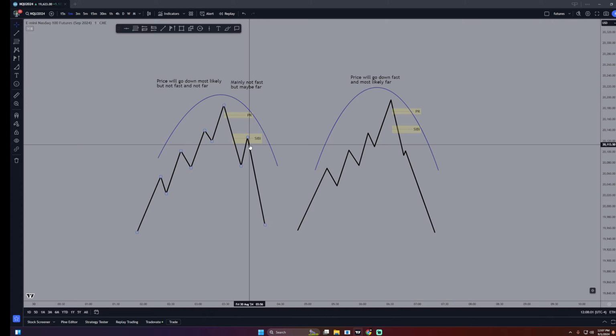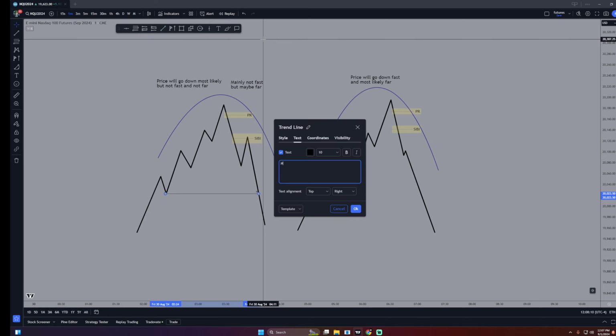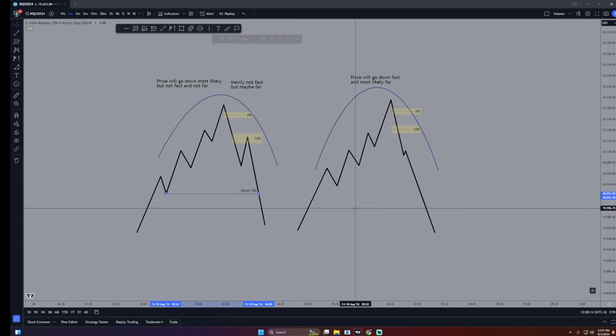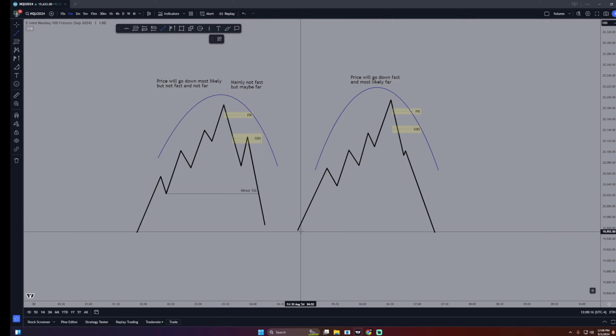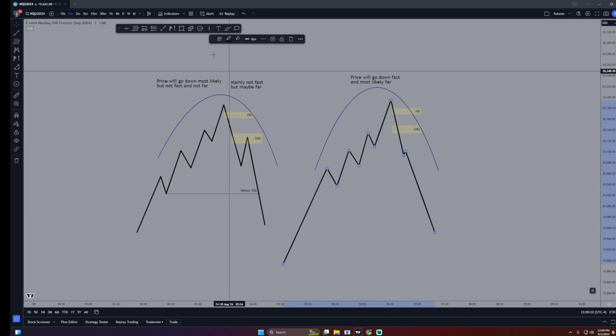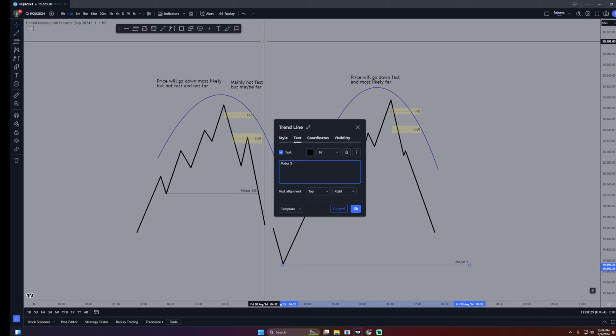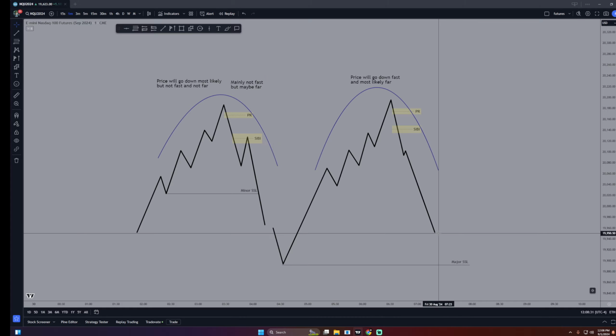Whenever we see this, we're expecting short-term liquidity to get taken out, or minor sell-side liquidity. But whenever we see this get taken out, we expect to see major forms of liquidity get taken out. So, major sell-side liquidity.